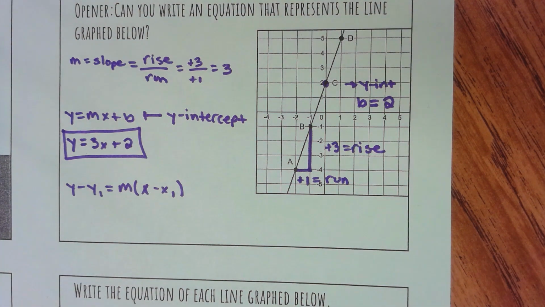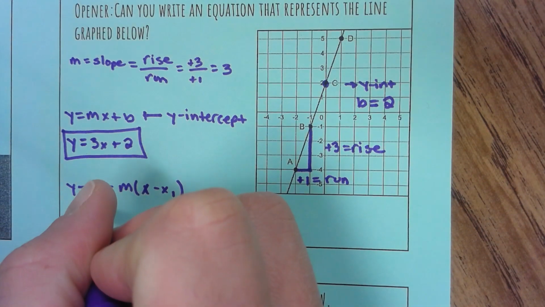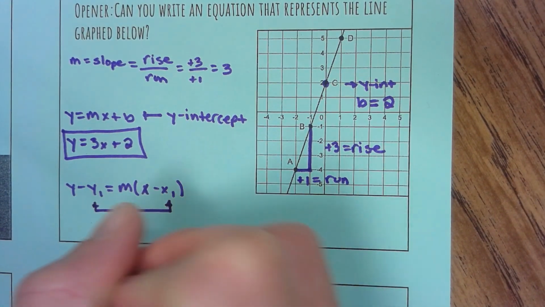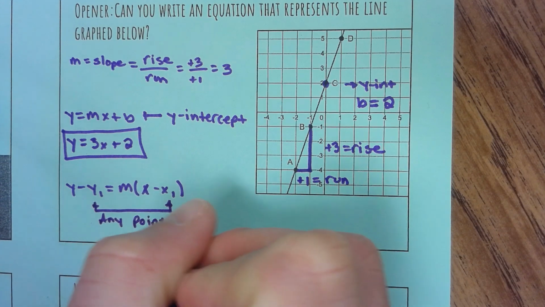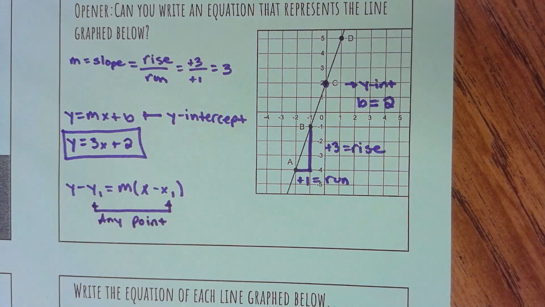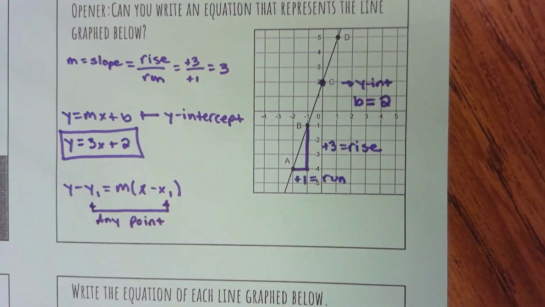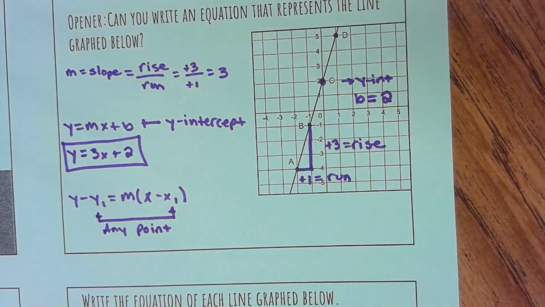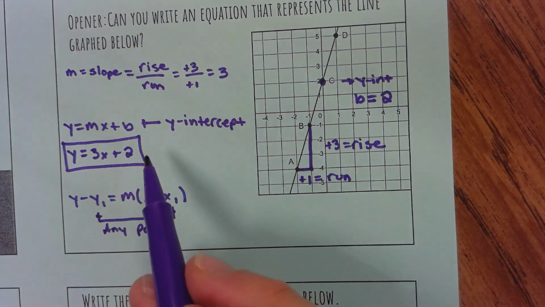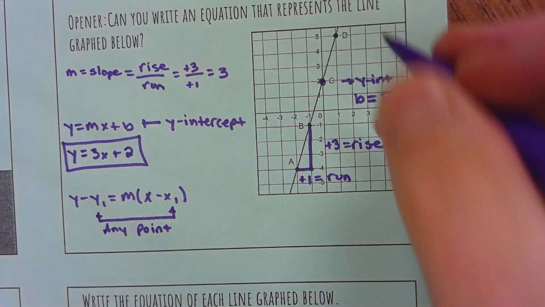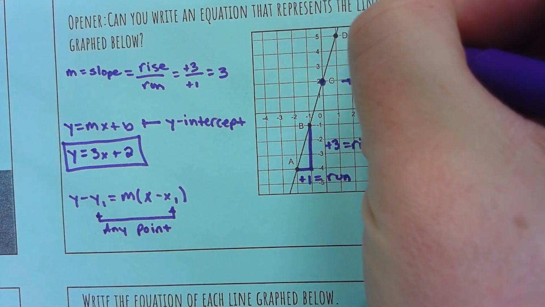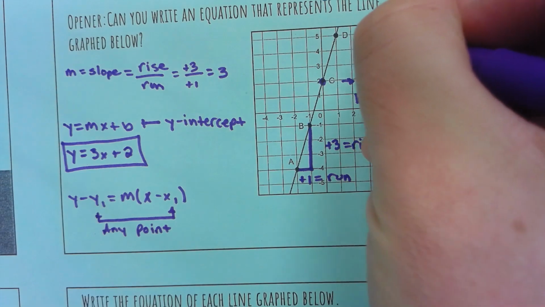And in this point slope form, this x1, y1 represents any point on our line. So the only thing that we need to do is find one point that shows up on this line, and we can use that in the equation. Okay, so both forms need the slope. Slope intercept needs the y-intercept. Point slope, we just need any other point. So let's use point D here. Point D has coordinates of 1, 5.